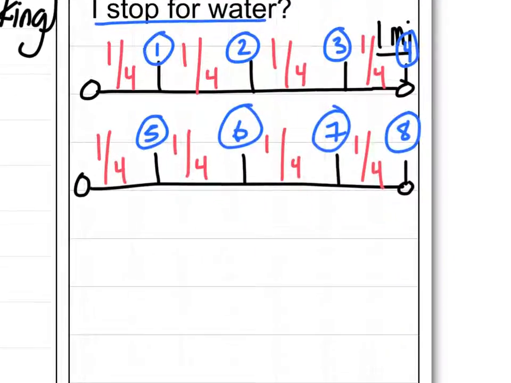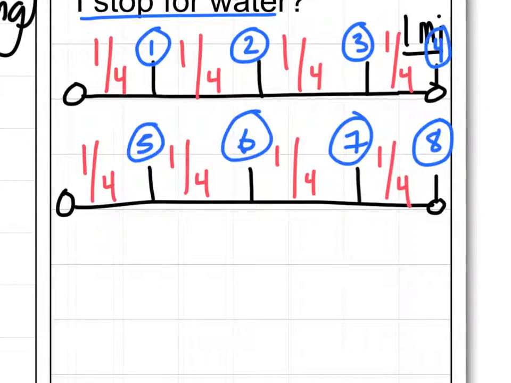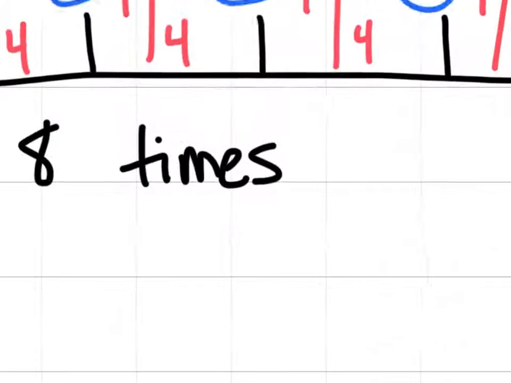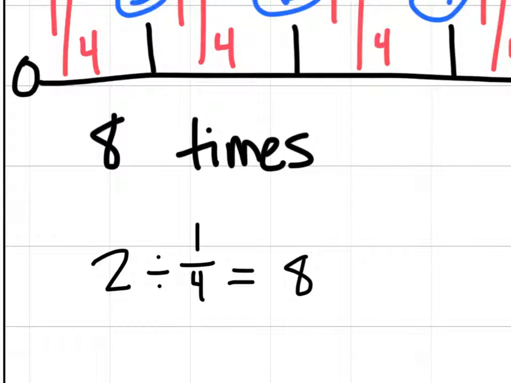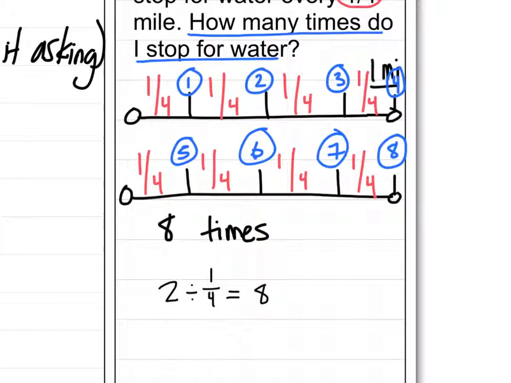Now if I count how many times I stopped, it looks like I stopped 8 times. Alright, so it looks like that 2 miles, and we're stopping every quarter mile, so we're dividing it up into fourths, equals 8. Now today we are not doing the algorithm, we are going to just draw out our answers.